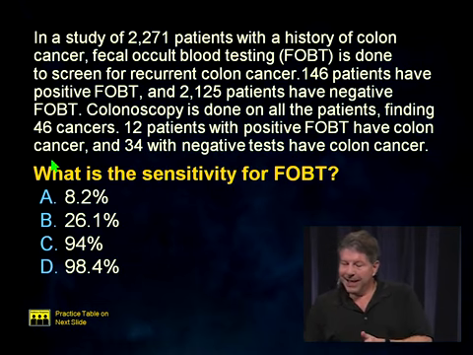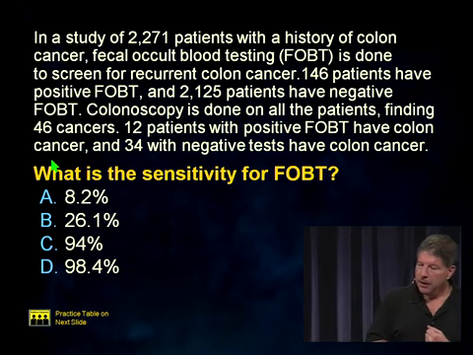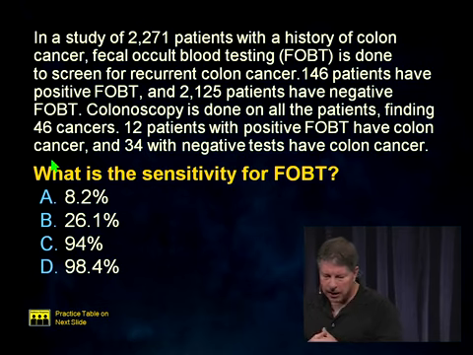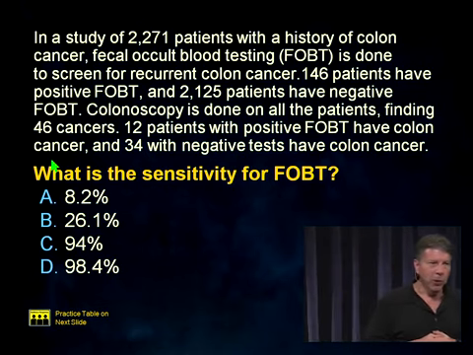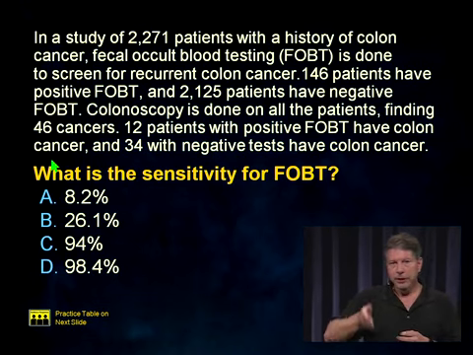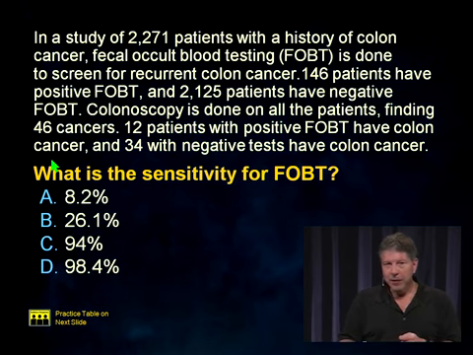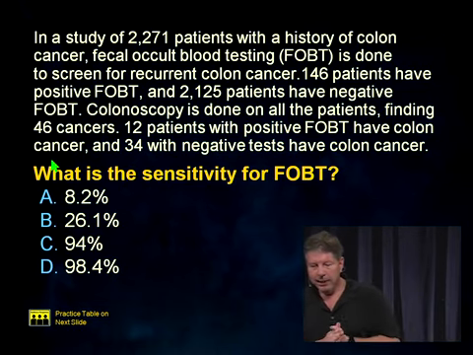Okay, what's the next smallest number? 46. Okay, so it says colonoscopy is done on all the patients finding 46 cancers. Okay, they told you the total of the first column, right? So hopefully 12 plus 34 adds to 46, which it does. Okay, I knew that already. You gave me something I already know. All right, so there you know you're doing things right because it should add up, right? The total first column is 46.